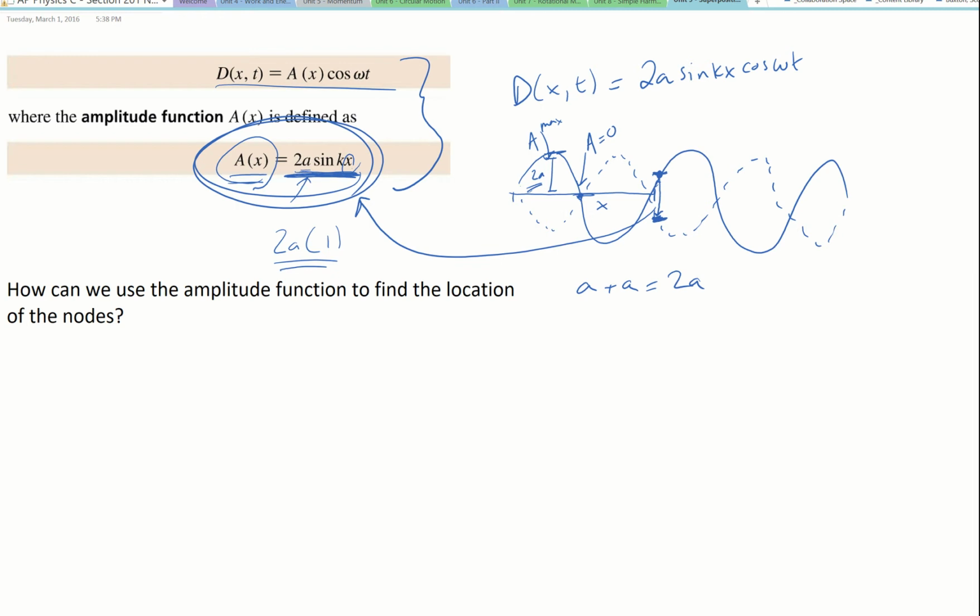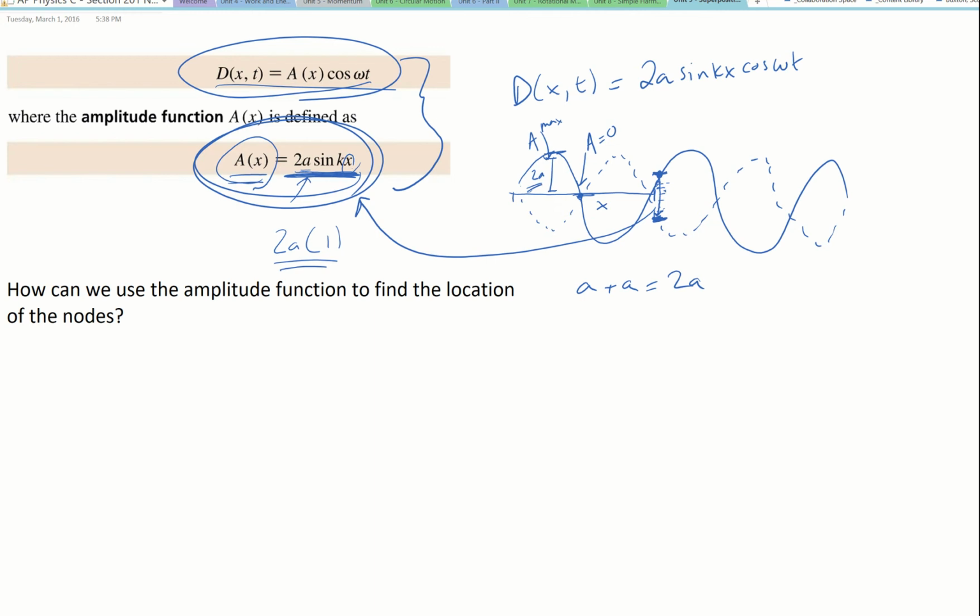Now, if I wanted to find out specifically where that point is at a given time, that's when I would use this other part of the function as well. So the function has two benefits for us. It helps us find where the antinodes and the nodes are, and it also helps us find exactly where the particle would be in that process.